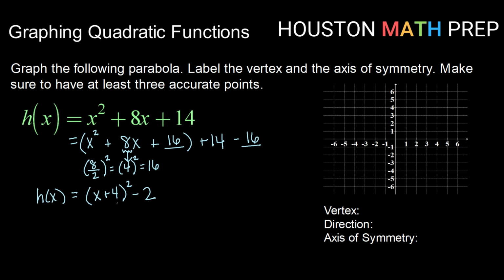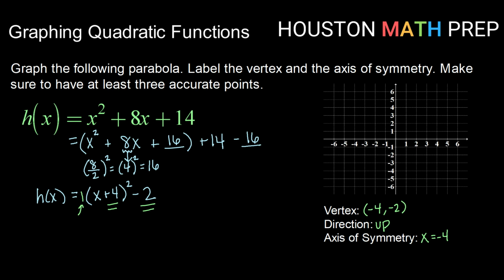So we can gather now our information about our vertex from our h, k. So I know that's going to be opposite of the inside, so negative 4, exact on the outside, negative 2. Taking a look at my multiplier here, which in this case is a 1. Since that is positive, my direction of opening is up. And then my axis of symmetry is always an x equals vertical line, and it goes right through the vertex. So x equals negative 4.